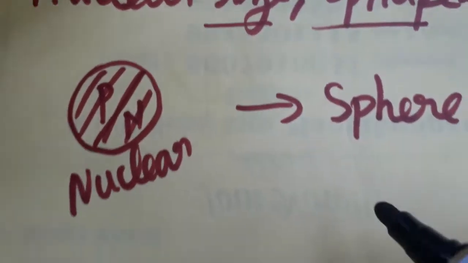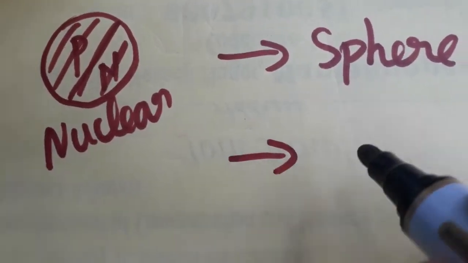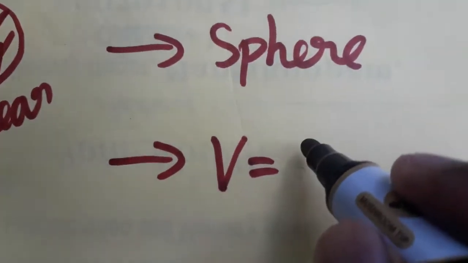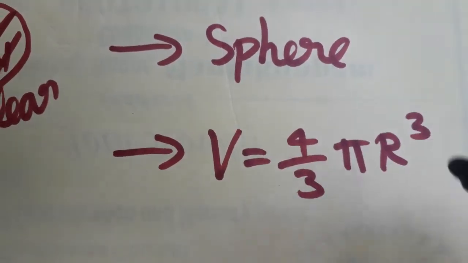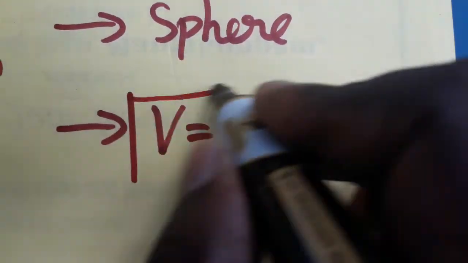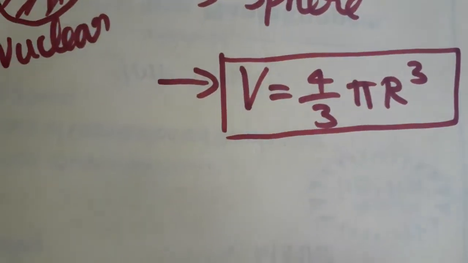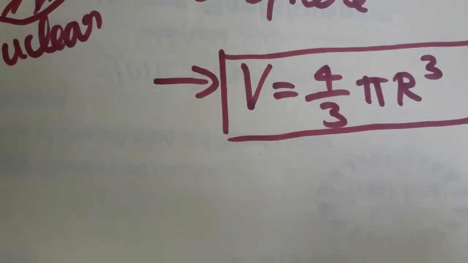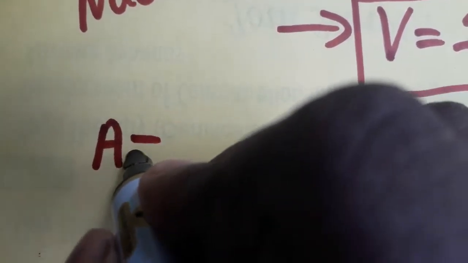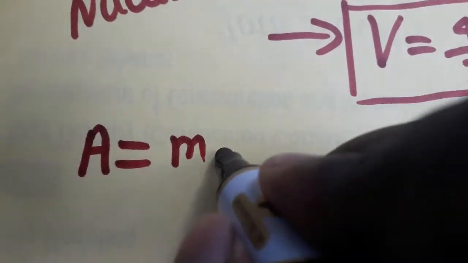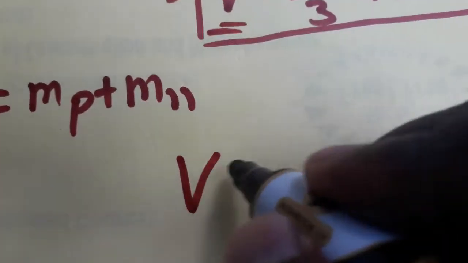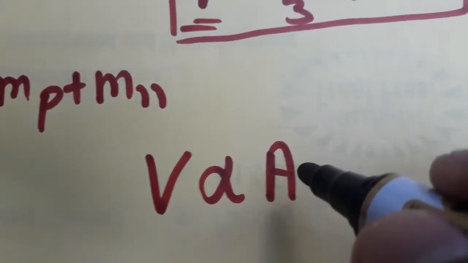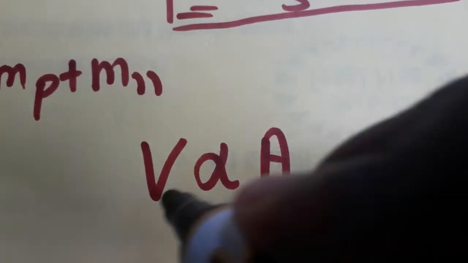So, nuclear size. The nucleus is a sphere, so the volume of the nucleus V is equal to 4 by 3 pi r cube, where r is the radius of the nucleus. Now I'm going to relate it with the mass number. The mass number A is equal to the number of protons plus the number of neutrons. That means volume is directly proportional to the mass number.